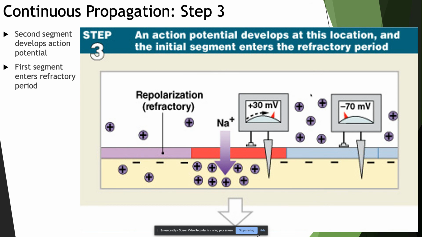In step 3, the action potential will develop at that location, and the previous segment will enter the refractory period, like we've talked about.